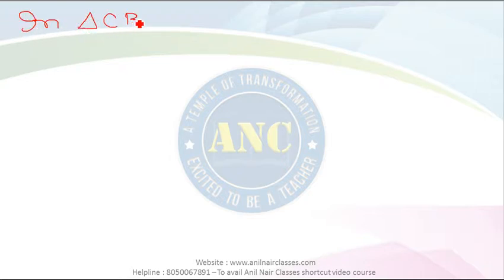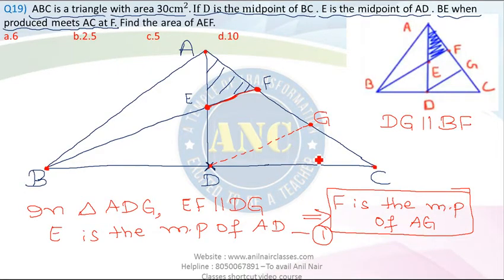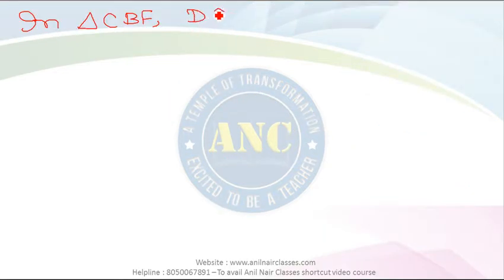In triangle CBF, I can again say that in this triangle CBF, this DG is parallel to BF, right? I hope you are understanding. DG is parallel to BF. DG is a line which I constructed. BE is the line which is given in the question. When that line is extended, it became BF.